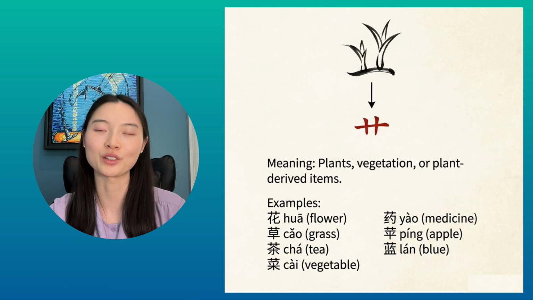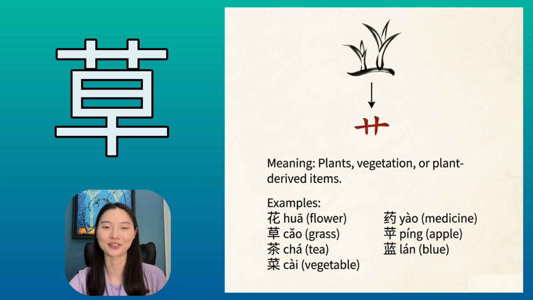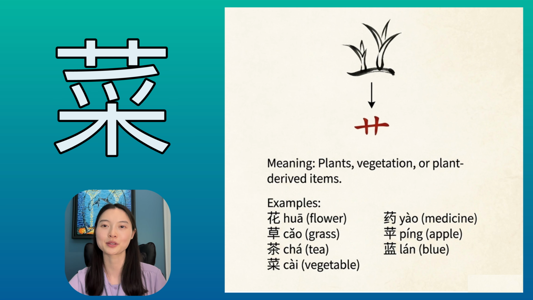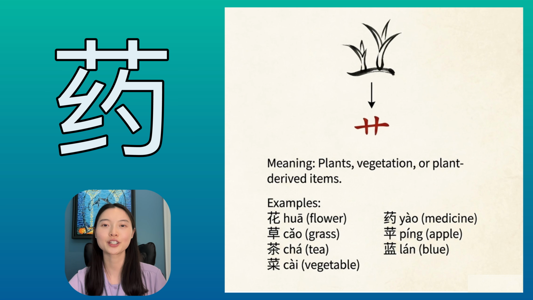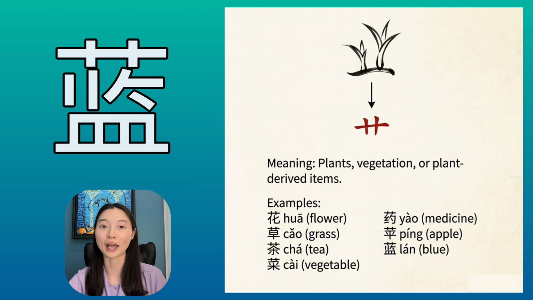And the 草, the grass radical, 2 young sprouts pushing up through the soil, sitting on top of characters like a little crown of leaves. 花, flower, 草, grass, 茶, tea, a plant, 菜, vegetables, 药, medicine, traditionally made from plants. 苹 as in 苹果, apple, and 蓝, blue. Why blue? Because blue dye originally came from the plant.